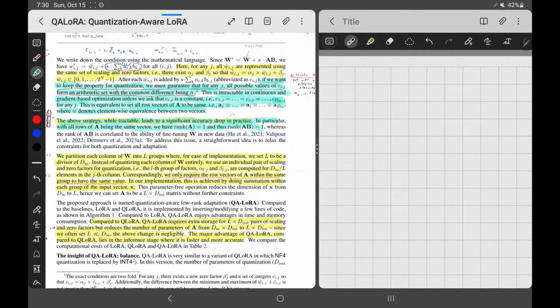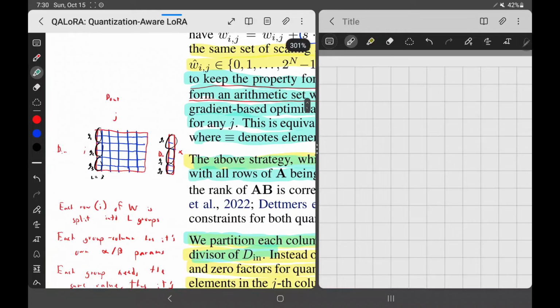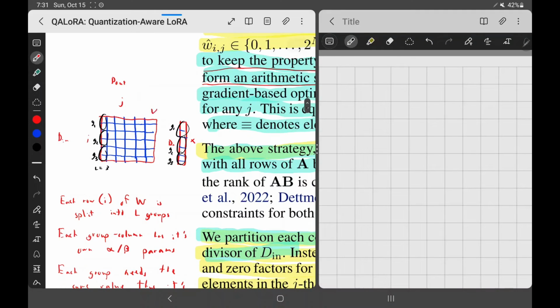However, they change the idea a little bit, and they say they partition each column of W into L groups. For ease of implementation, we set L to be a divisor of D in. So if we look at our weight matrix here, this is our original weight matrix, not our LoRA's. We already separate it by J. So we already have an alpha and a beta for all J, but instead of just doing it for each J, you group it. Say you group the J. So this part here, G1, would have its own alpha and beta.